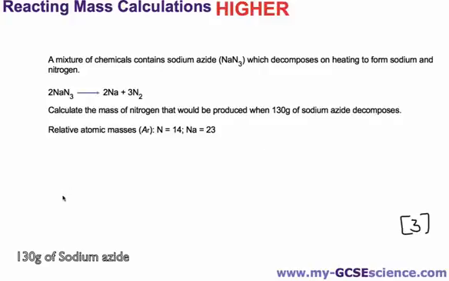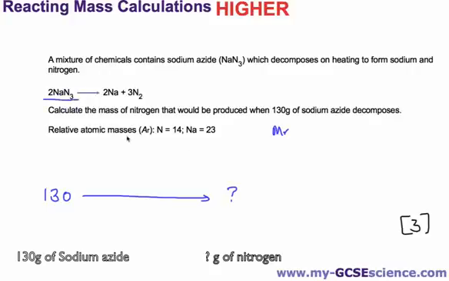So we've got 130 grams of sodium azide over this side, and we want to know how much nitrogen is going to be produced. Again, we've got to work with our relative formula masses, which is our MR, but unfortunately in this question they haven't given you the MRs, they've given you the relative atomic masses, and the way we work those out is as follows. So we've got 2 NaN3.